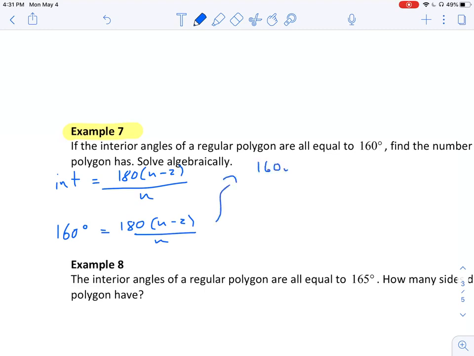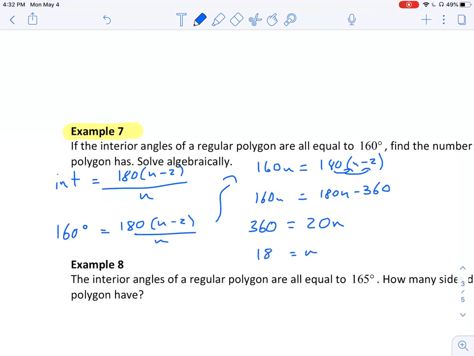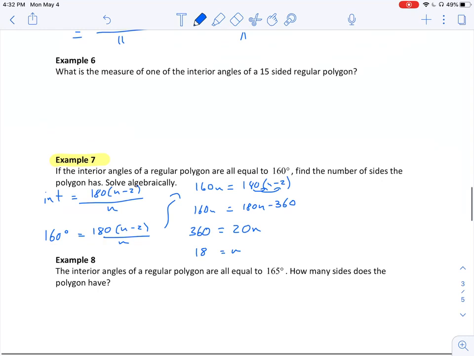So I have 160 n is equal to 180 bracket n minus 2. Or I can go 160 n is equal to 180 n minus 360, right? I distributed 180 into the bracket. I then bring that 360 over as positive 360, and I bring the 160 n over, which would give me 20 n, and then divide both sides by 20. My n value is 18. So the number of sides that this polygon has is 18.